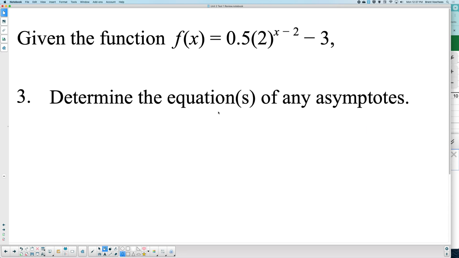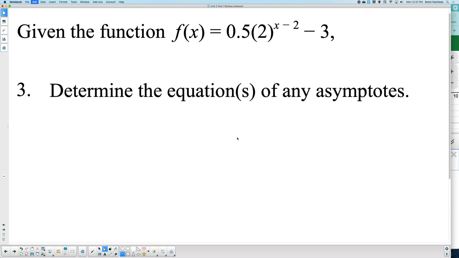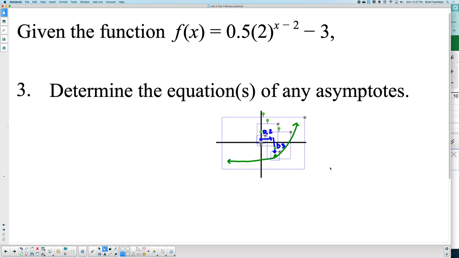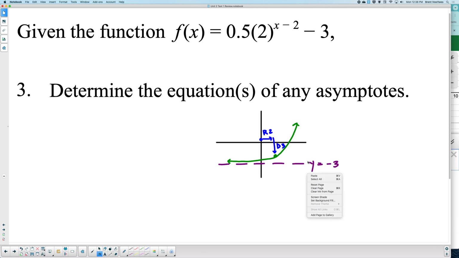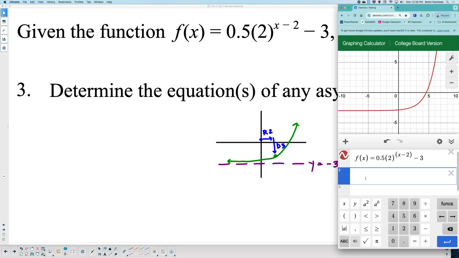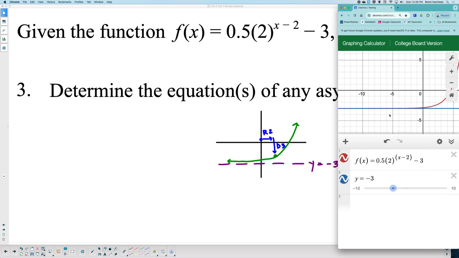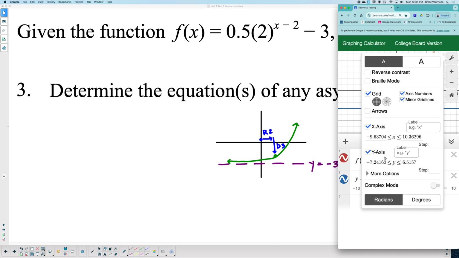And number 3, on the same slide: determine the equations of any asymptotes. So we do have an asymptote here. The asymptote is what this graph leaves. The question is, what value did the graph leave? Normally our asymptote is the x-axis, but this has been shifted down 3. So what value are we leaving? Should be -3. Test it. Type in y equals -3. Does that look like an asymptote? Does that look like the graphs are holding hands together? Yeah, that would be my asymptote.